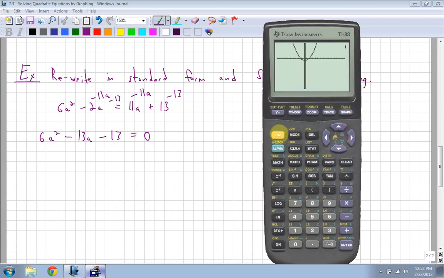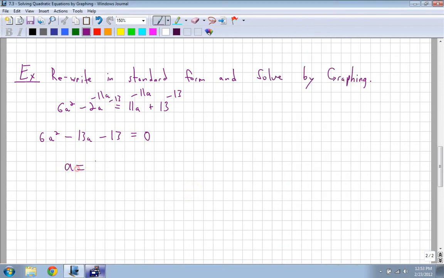Okay, it's a bit better. So let's second function calculate the zeros again. Left bound, so I'm going to have to go to the left of my first zero. There's my first zero. I'm going to go to the left, hit enter. I'm going to go to the right, make sure it's a bit above the zero, wherever it happens to be. Hit enter. It's going to guess. My first zero is at negative 1.24, so a equals negative 1.24.